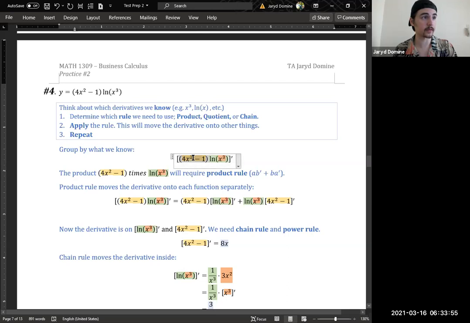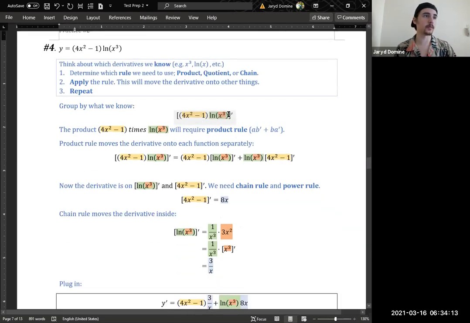Also, we have this 4x squared minus 1 times this log. We have two functions multiplied together, so you use the product rule. We're going to take this one step at a time, looking at it from the outside in. When you're taking the derivative of this whole thing, the first thing you notice is that you have two terms multiplied together, this 4x squared minus 1 times natural log. So the first thing we're going to do is use the product rule to break this up. That's first times the derivative of the second plus second times the derivative of the first.